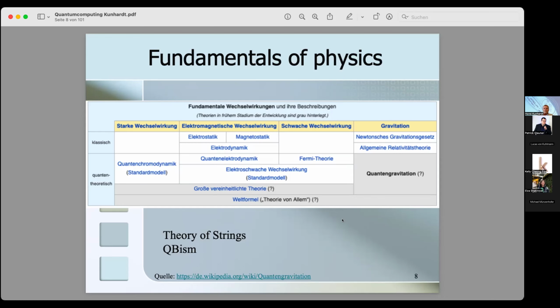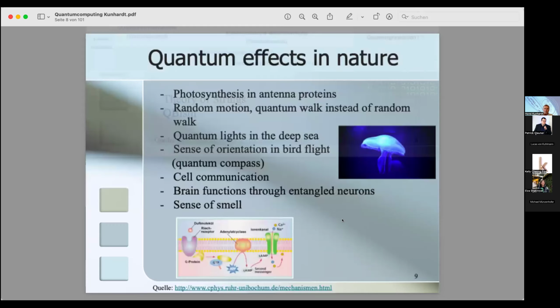In parallel follows the theory of strings, and a new term in the field of physics is cubism, to indicate that it's a combination of various scientific fields in the field of quantum fields.